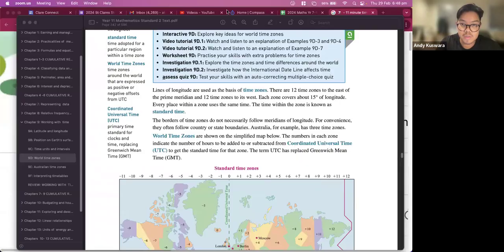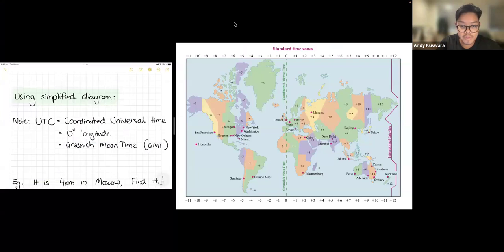Now, please bear with me. Hopefully you guys can see my screen. Now, you can see here that this dotted line here, there's your 0. That there is your 0 longitude. It's your Greenwich Mean Time. It's your UTC. That's the center.